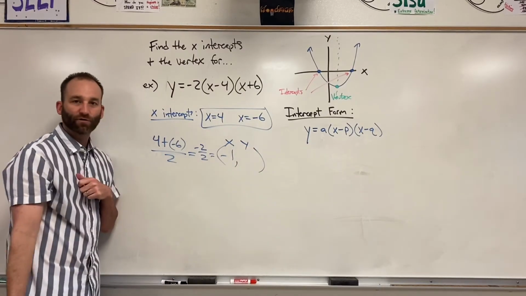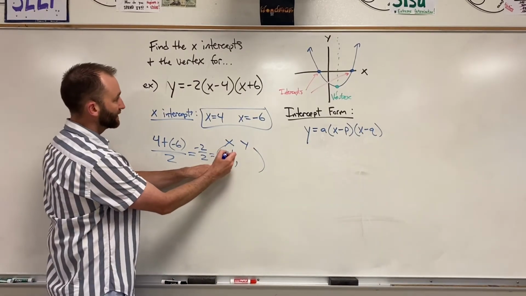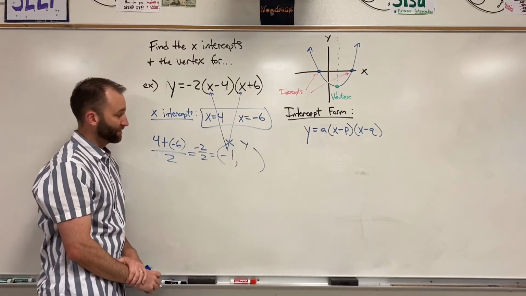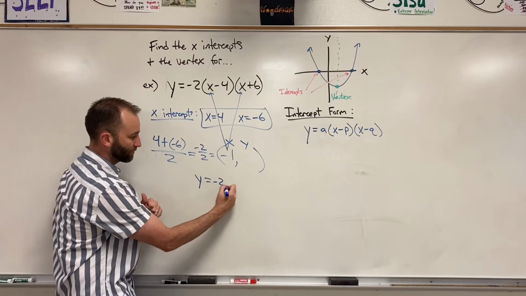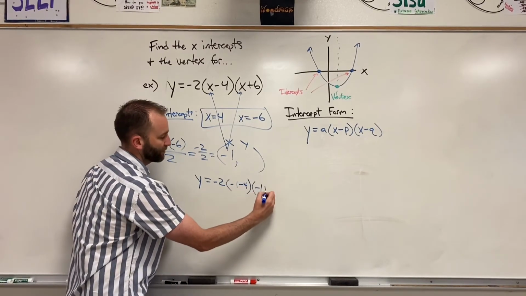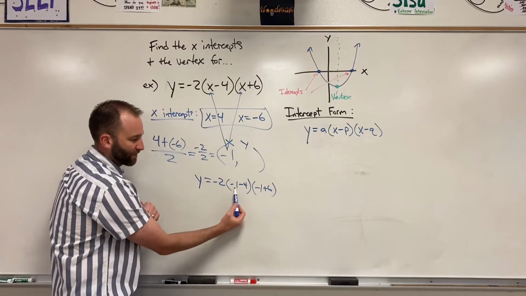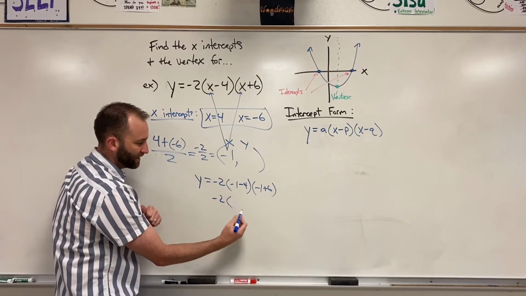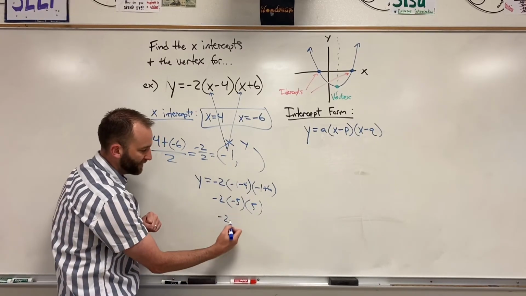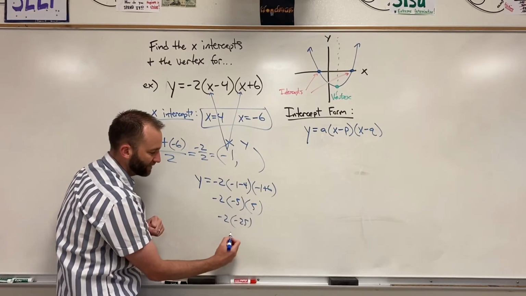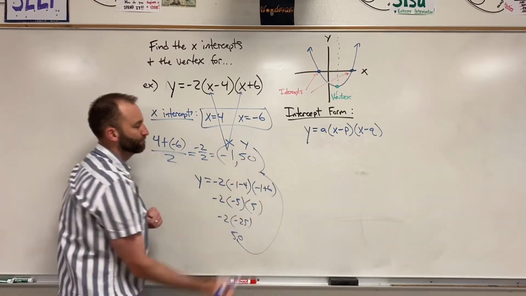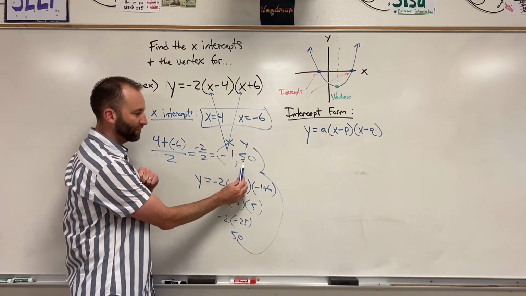Got to find the y coordinate as well. So let's take this -1 and plug it back into the equation for x. That'll let us know what y equals. We've got -1 - 4 and -1 + 6. I'm going to do the parentheses first. This gives me -2 times -5 and +5. So I have -2 times -25, and that gives me +50. Pretty big number there. My vertex is located at -1, 50.